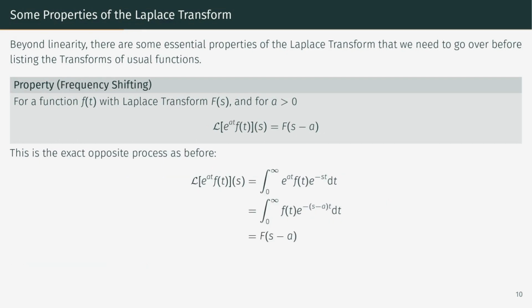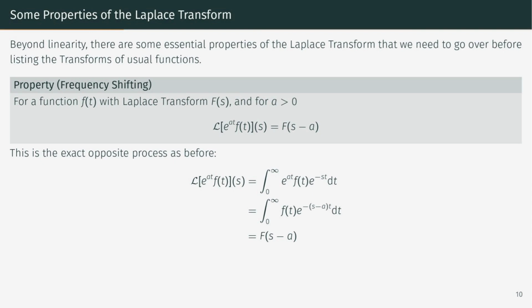Another property is that of frequency shifting, which states that for a function f of t with Laplace transform f of s, and for a constant a greater than 0, the Laplace transform of e to the at f of t equals f of s minus a. We can see that this is the exact opposite process as before.